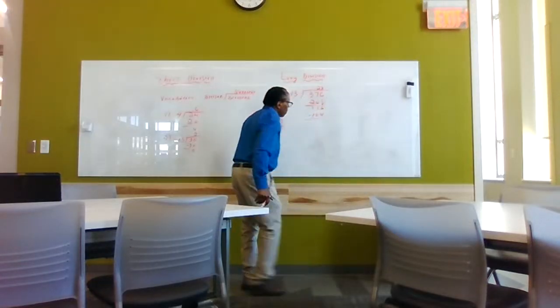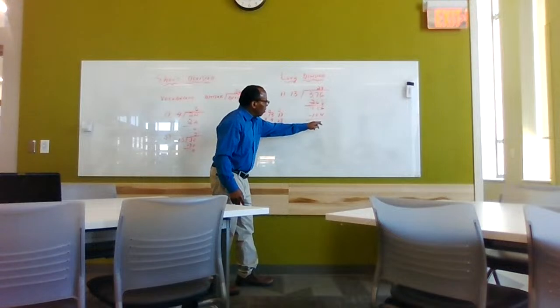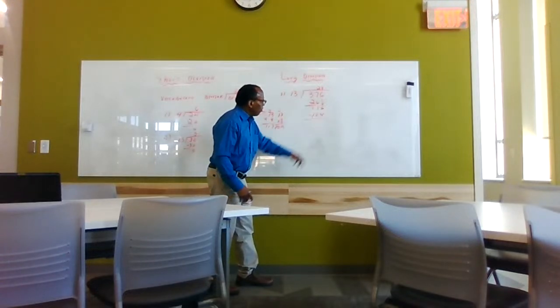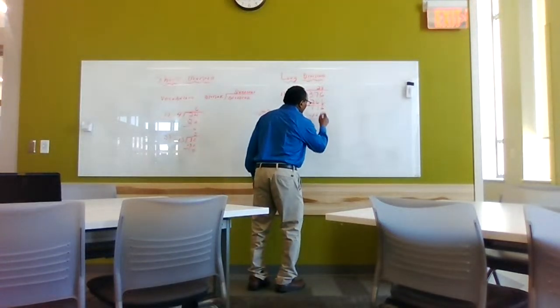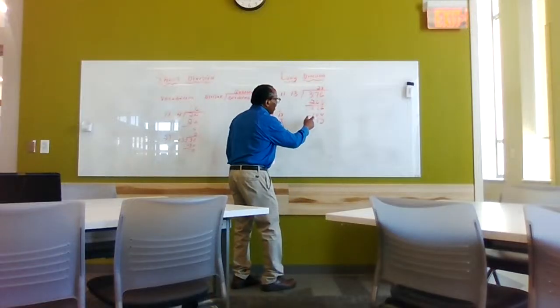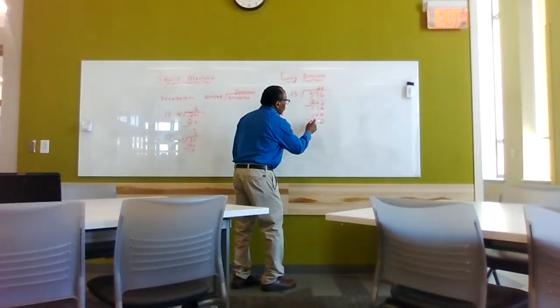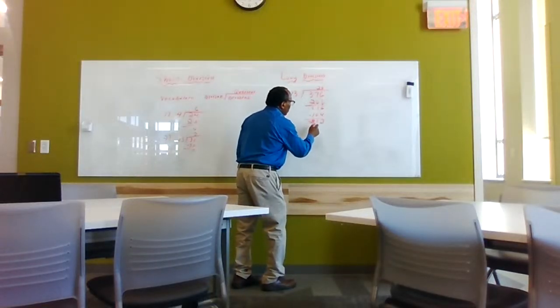I subtract right here. Okay. I start subtracting from right to left right here. 6 take away 4 is 2. I bring down my 1 right here. And then 1 take away 1 right here is 0. So my remainder right here is actually 12.